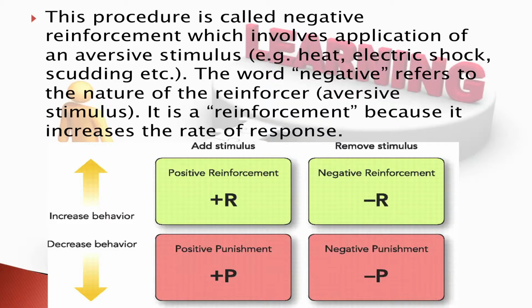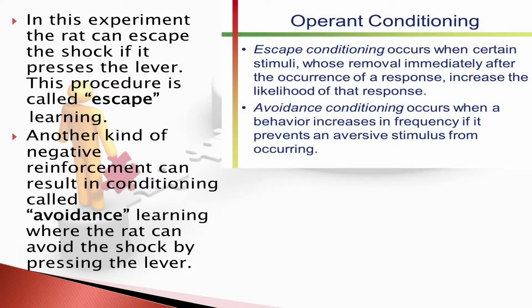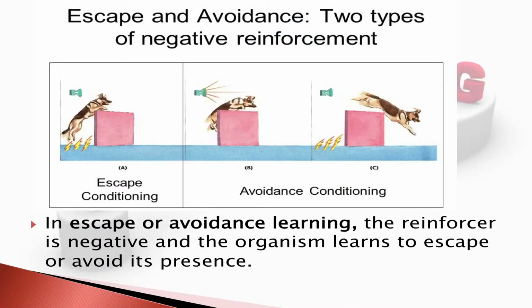The word negative refers to the nature of the reinforcer, an aversive stimulus. It is reinforcement because it increases the rate of response. In this experiment, the rat can escape the shock if it presses the lever. This procedure is called escape learning. Another kind of negative reinforcement can result in conditioning called avoidance learning, where the rat can avoid the shock by pressing the lever. In escape or avoidance learning, the reinforcer is negative and the organism learns to escape or avoid its presence. How do we reinforce the correct responses?